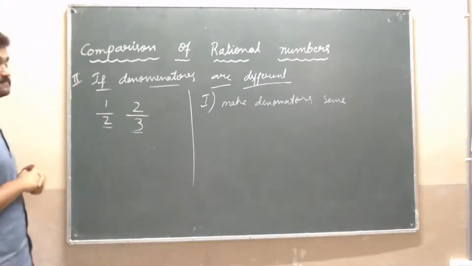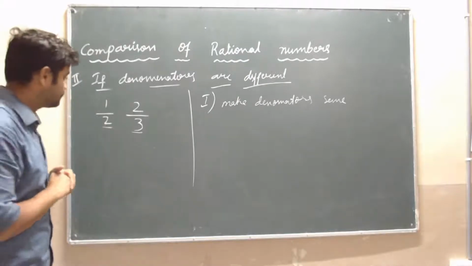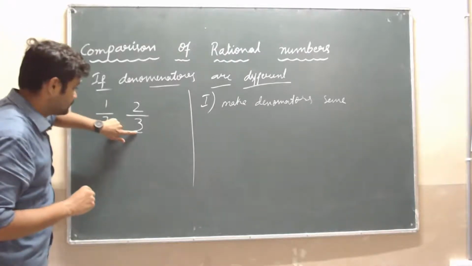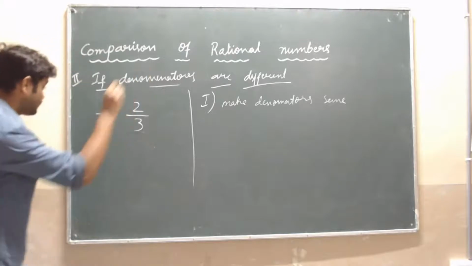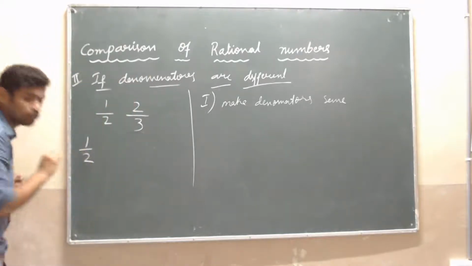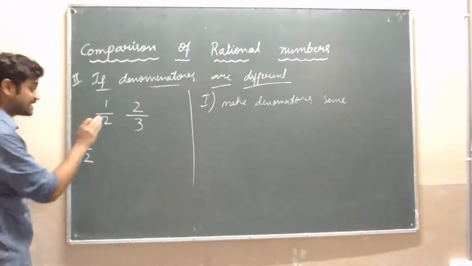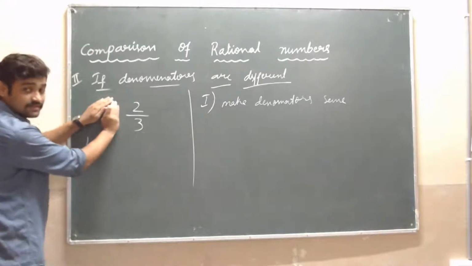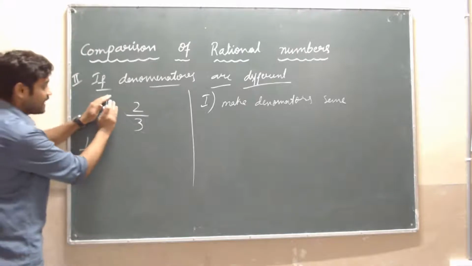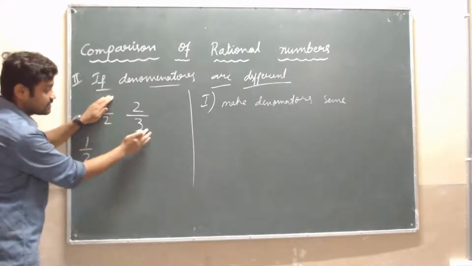Just think of it. See, first I will take the first number, that is 1 by 2. Okay, the denominator of the other number, I have written this one, and the denominator of the other number is 3.